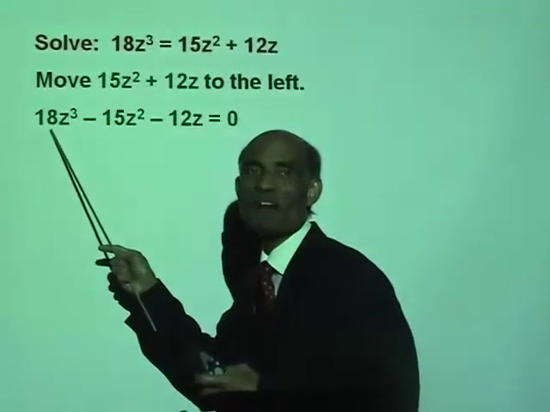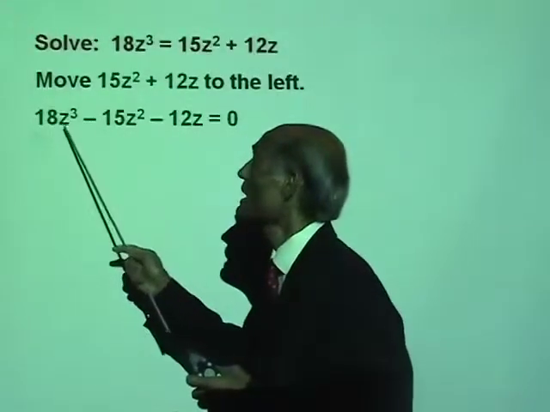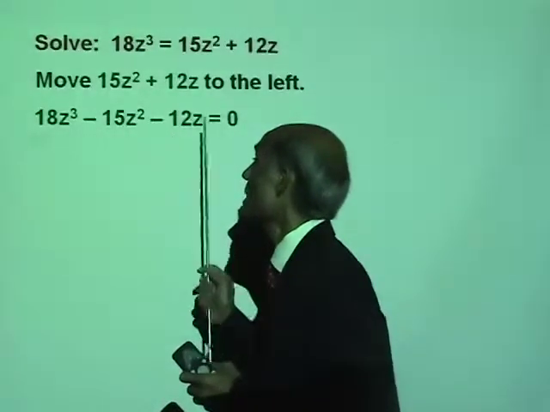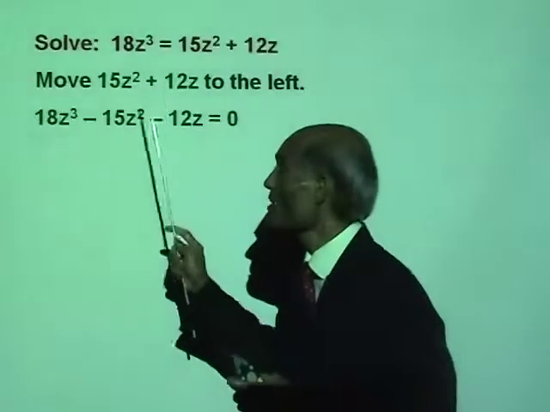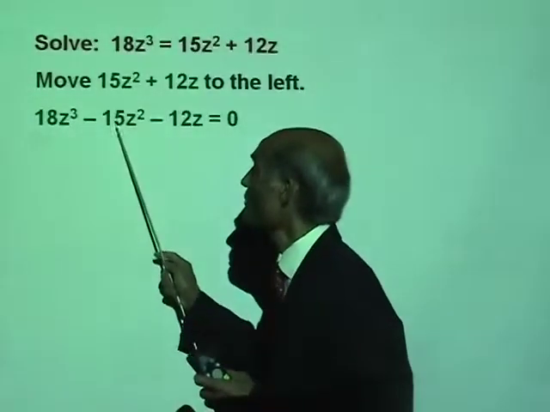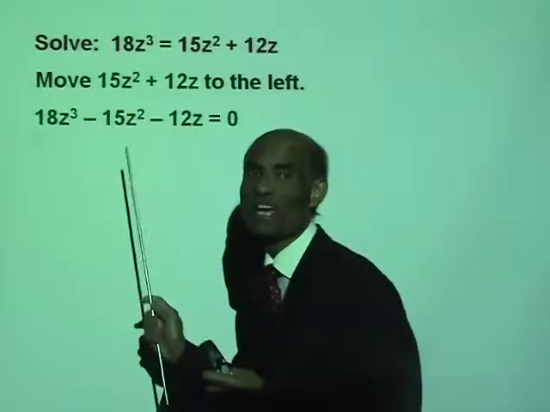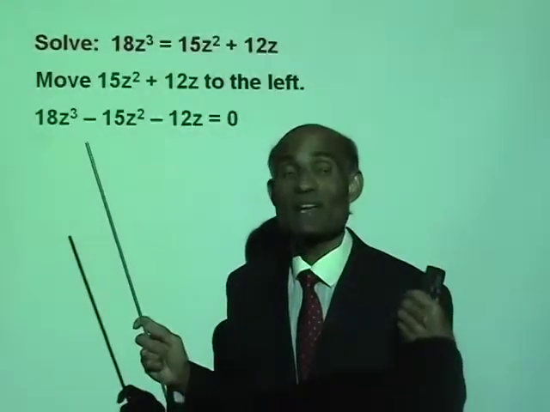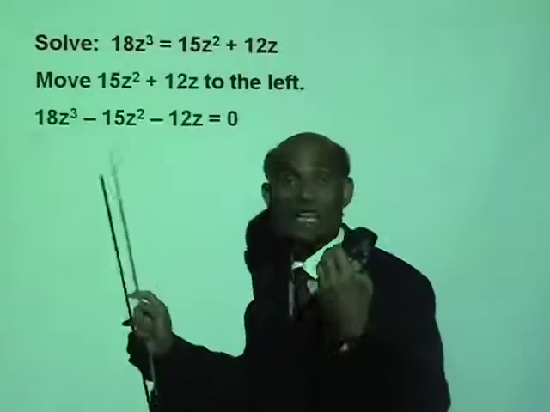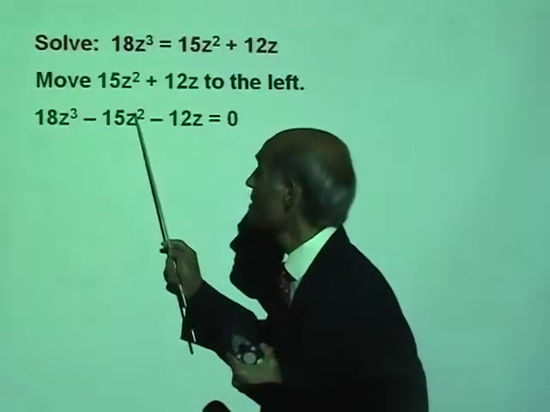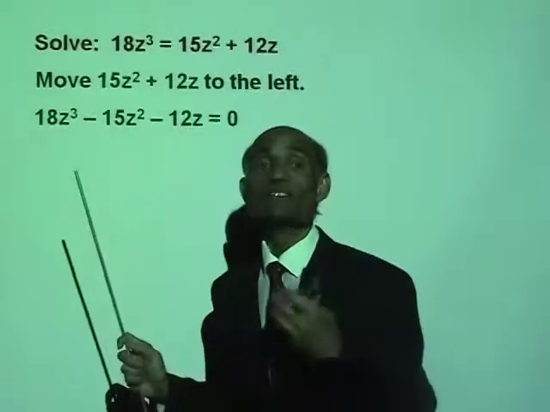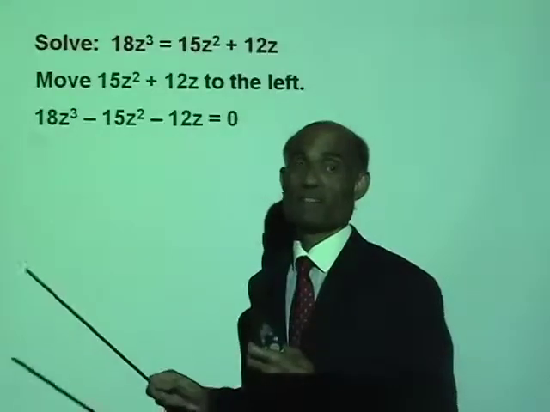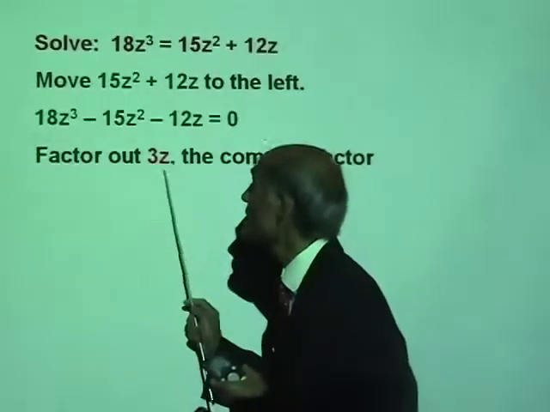Now, what is the common factor in these 3 terms? 18z cubed minus 15z squared minus 12z. Look at the numbers first. 18, 15, 12. Is there a common factor for all these 3 numbers? Yes. What is that number? 3. 3 is common. z cubed, z squared, z. z is common. So what is the greatest common factor? The greatest common factor is 3z.